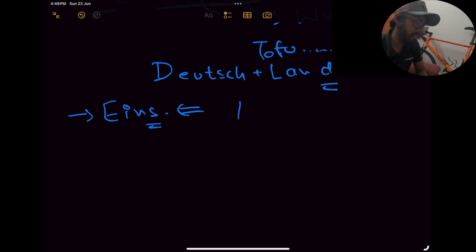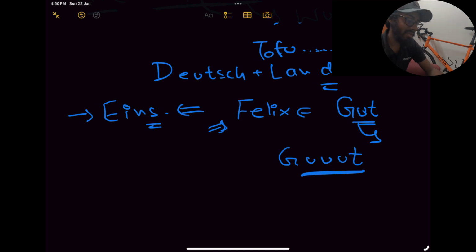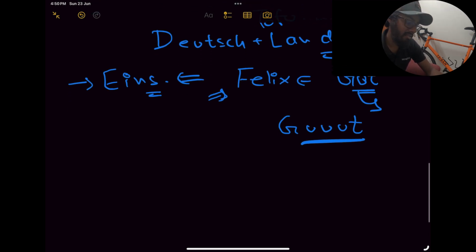From the F you can have something like Felix. Now this is not a word, this is a name, and many people have this name in Europe. So you have Felix, something like that. And then from G you have Gut. You may know Gut from, if you do like this, good. So in English we have good, and in German we have gut. Okay. So the next you have Himmel.